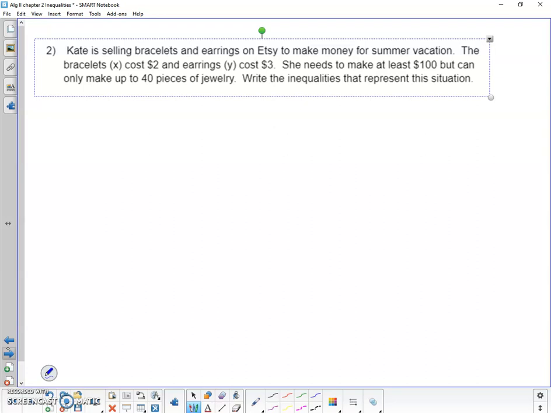All right, next one. Okay, Kate is selling bracelets and earrings on Etsy to make money for summer vacation. The bracelets, which are X, cost $2, and earrings cost $3. She needs to make at least $100, but can only make up to 40 pieces of jewelry. All right, so our key words here, at least 100 and up to 40.